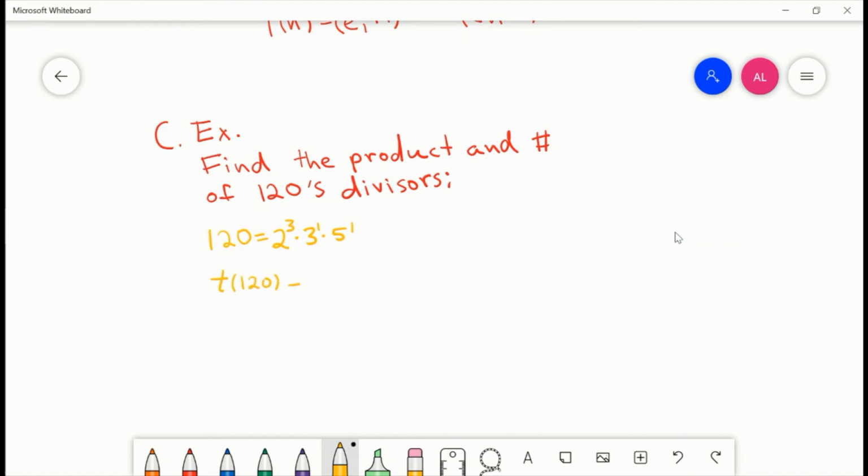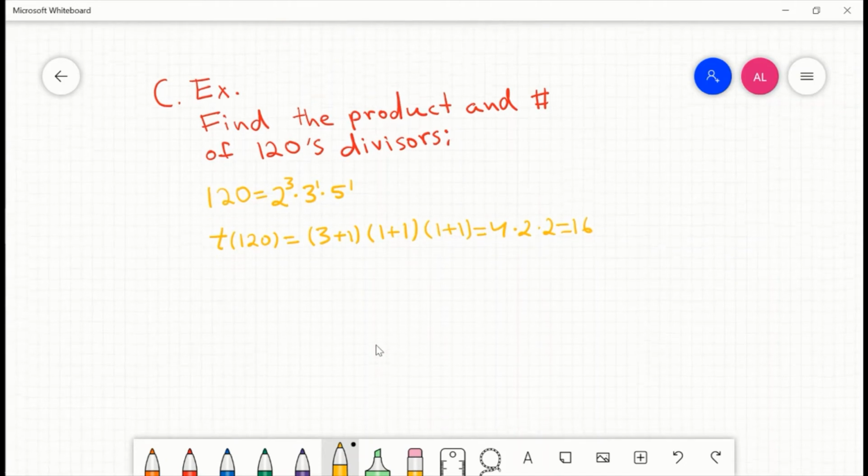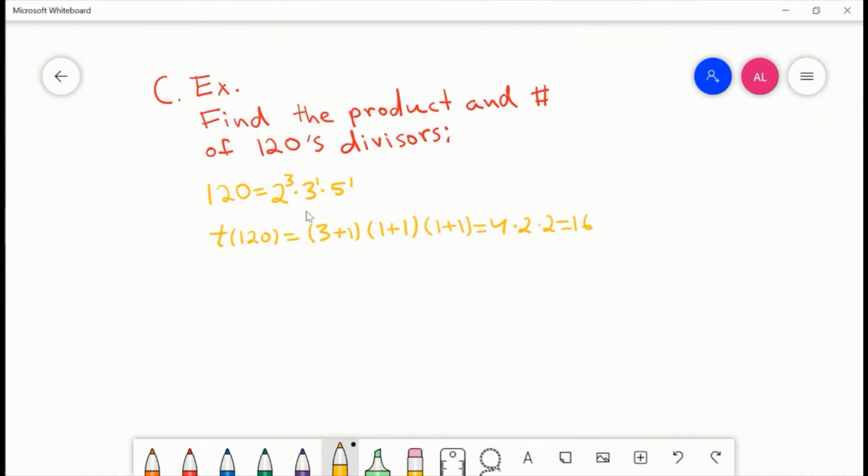So T of 120 is this exponent plus 1 times this exponent plus 1 times this exponent plus 1, which equals 4 times 2 times 2, which is 16. So there are 16 divisors of 120, and you can list them out on your own if you want. There are indeed 16 divisors. So now the product of all of these divisors is 120 to the T of 120 over 2, so 16 over 2, which is 120 to the 8th. And please don't ask me to calculate that.